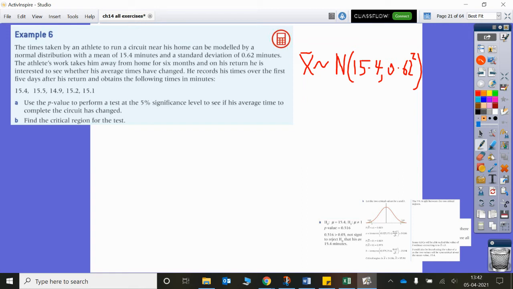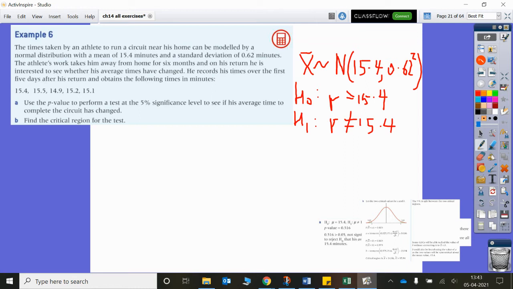Okay, so now we should state what H0 is and what H1 is. H0 is that mu is equal to 15.4, and H1 is that mu is not equal to 15.4. Now, obviously, we can work that one out, and we're going to need to work that one out for later on, but it's not equal to 15.4 here.